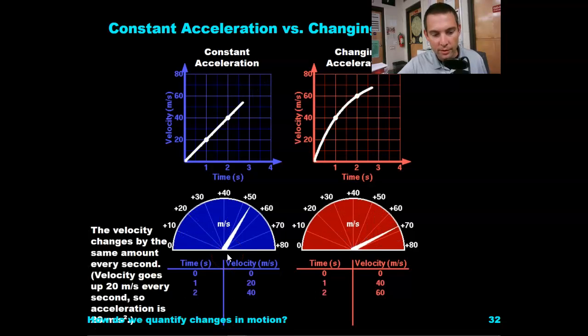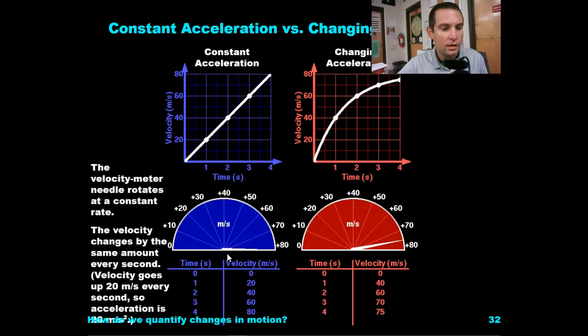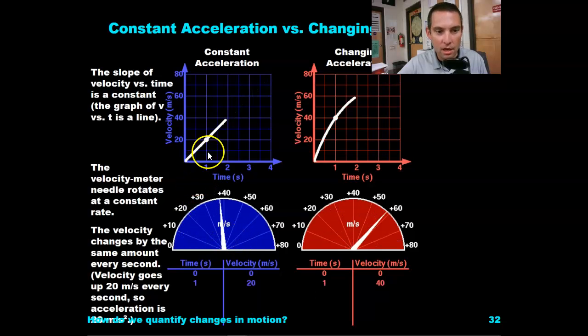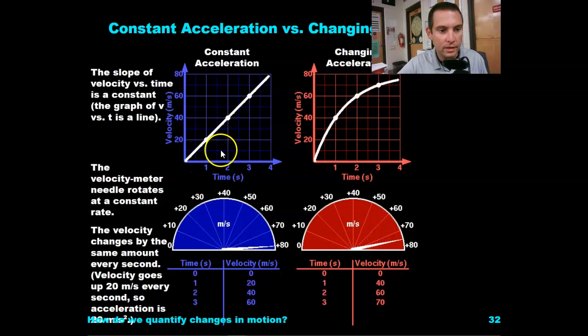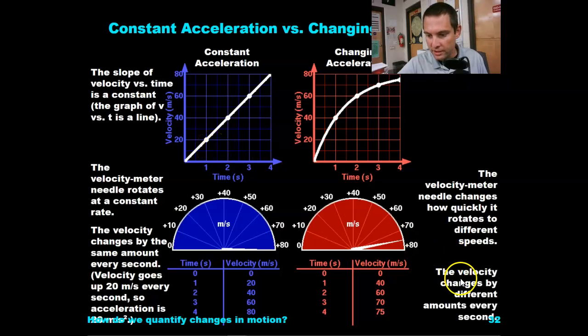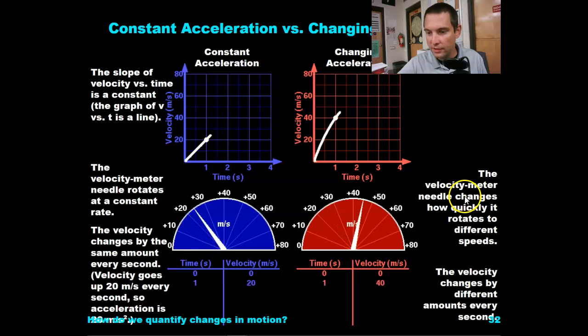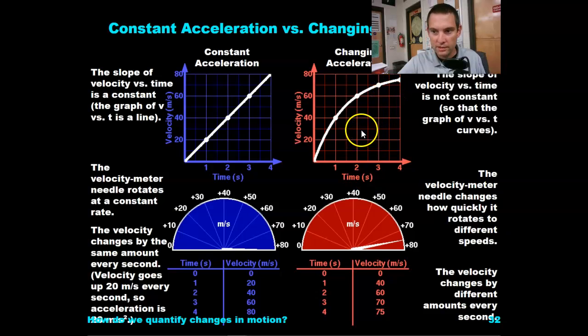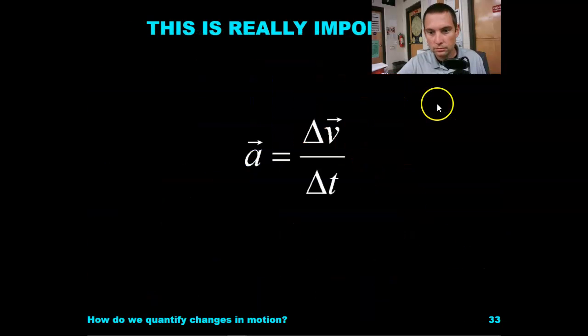Velocity changes by the same amount every second. We said that already. The velocity meter rotates at a constant rate. Yes. The slope of velocity versus time is constant. It's a straight line. Over here, we've got the velocity changing by different amounts every second. The velocity meter needle rotates at different speeds. And then the slope of this velocity versus time graph is not constant.